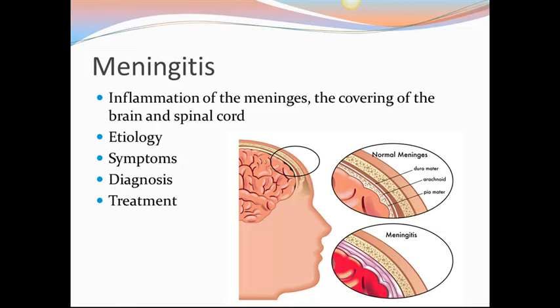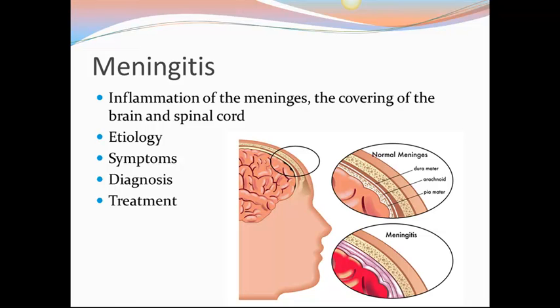Meningitis is the inflammation of the meninges, or the covering of the brain and the spinal cord. So a little bit different. It does not infect the white or gray matter, just the covering. The etiology is anything causing an inflammatory response, so bacteria, virus, fungi.